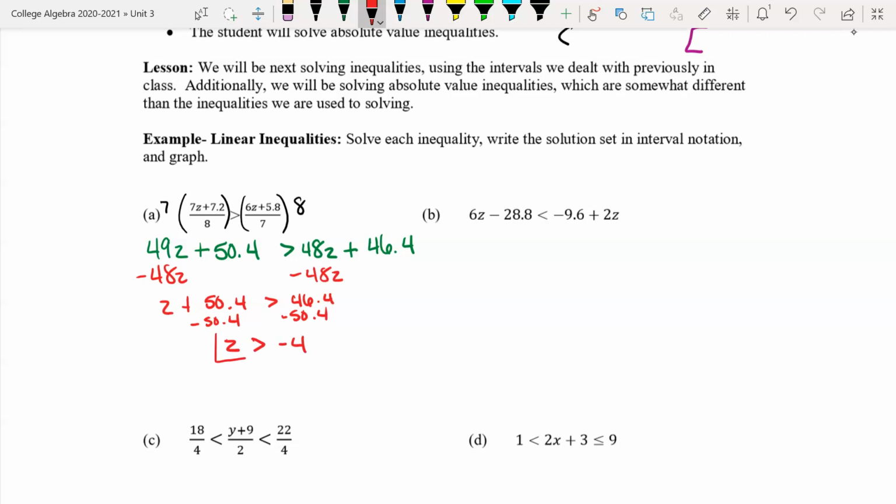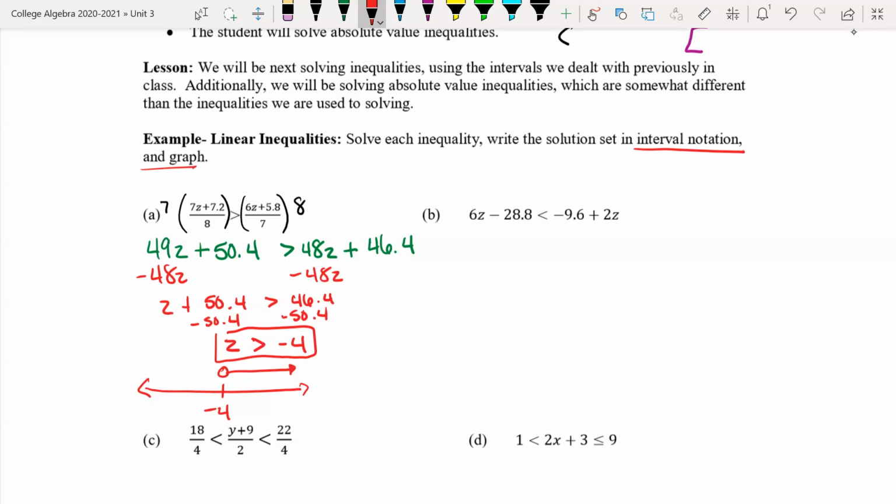Now, here's how this works. On the homework, they want that answer, but they also want you to write interval notation and then graph it, so make sure you read the problem. If it says interval notation, I would always graph it first on my piece of paper. For z greater than negative 4, I'm going to use an open circle because it says greater than, and greater than means I'm going to shade to the right.